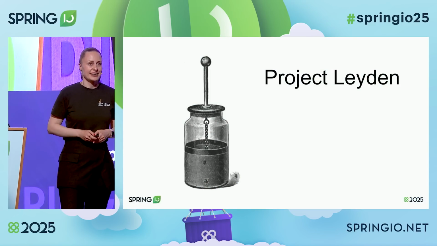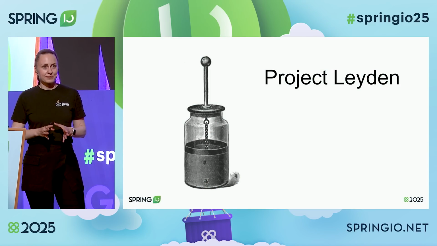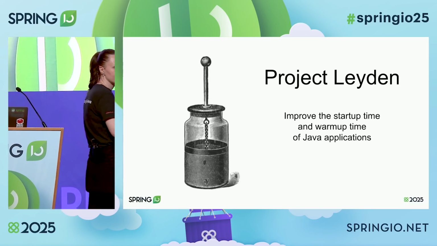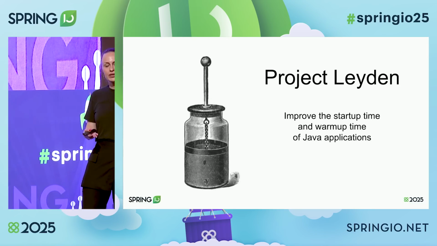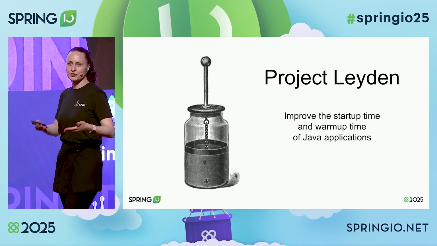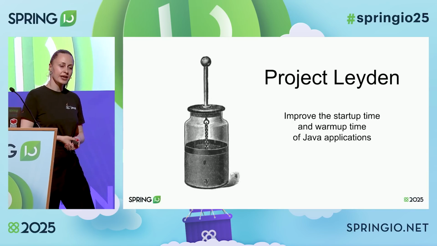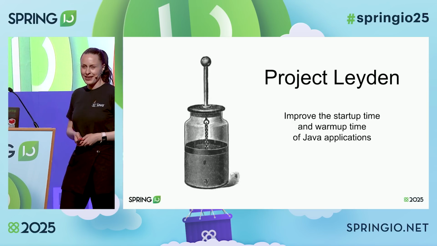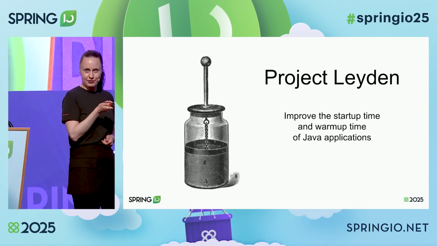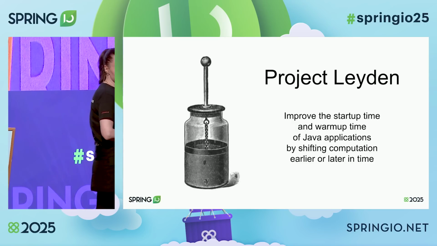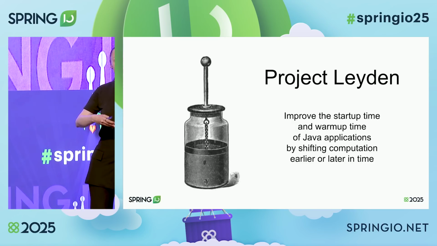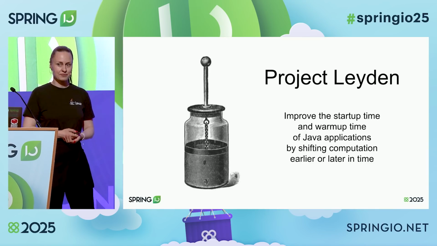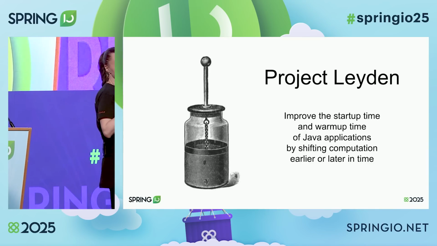So, Project Leyden aims to figure this out. How? Well, we're targeting two key metrics: the startup time, meaning the time to get the first HTTP response for a web application, for example, and the warm-up time, the time to peak performance of Java applications. And what's the trick to get all this done? By shifting computation, either earlier in time, before your application runs, or later in time, after your application has run already. Or maybe you've waited entirely.